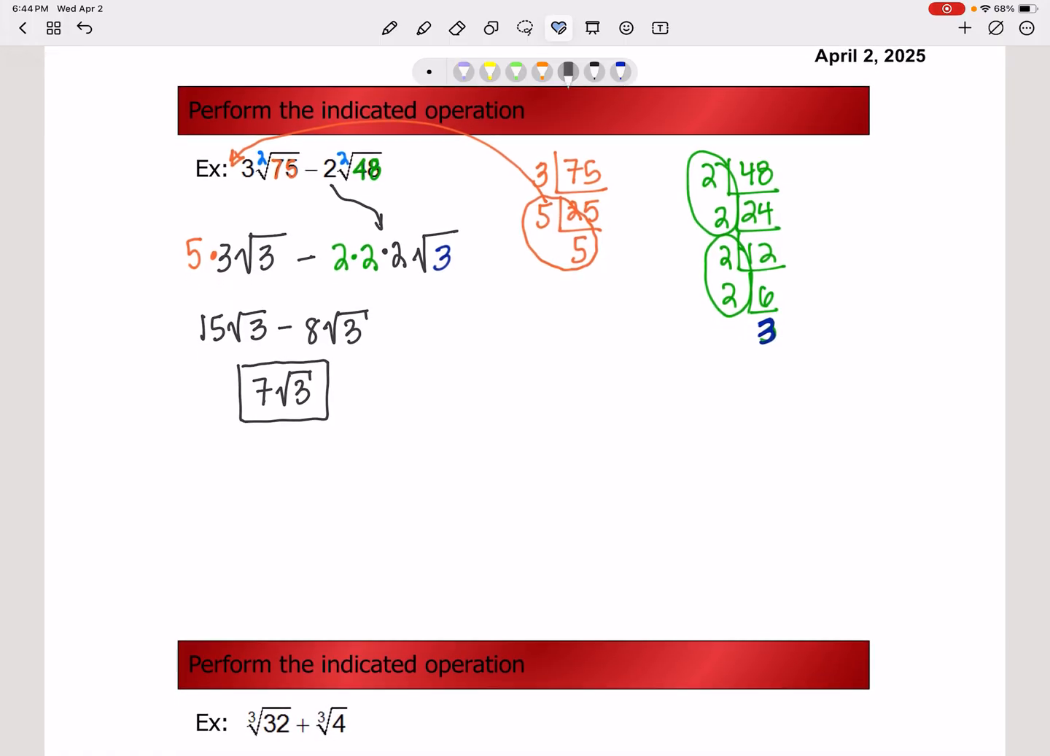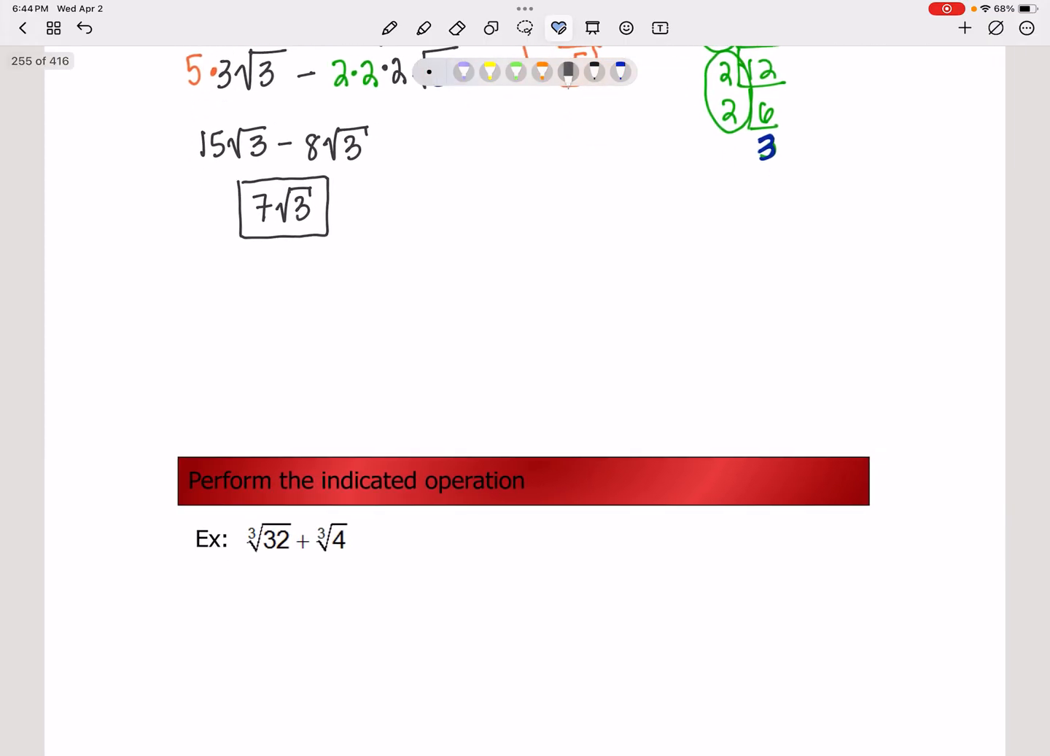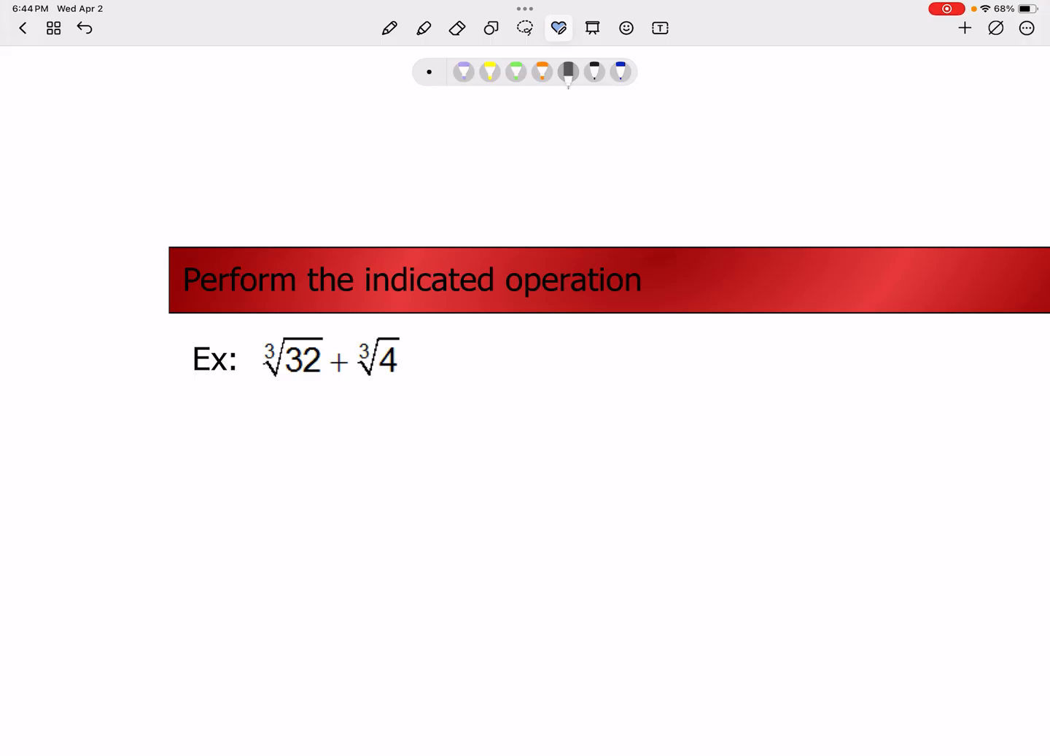Now we can do this when there's an index that's not a 2. It doesn't have to be square roots. In this example, we've got cube roots. So we're going to see that we have a cubed root and a cubed root. So now we're just going to break down each radical. So we'll have 32. 2 goes into 32 16 times. 2 goes into 16 8 times. 2 goes into 8 4 times. And 2 goes into 4 2 times. That would be 5 2s.